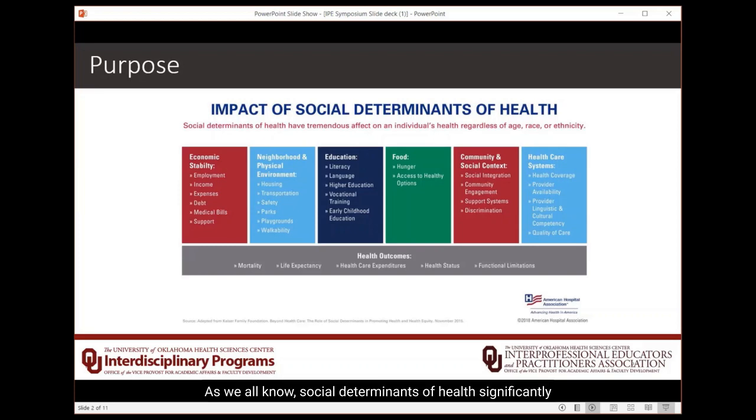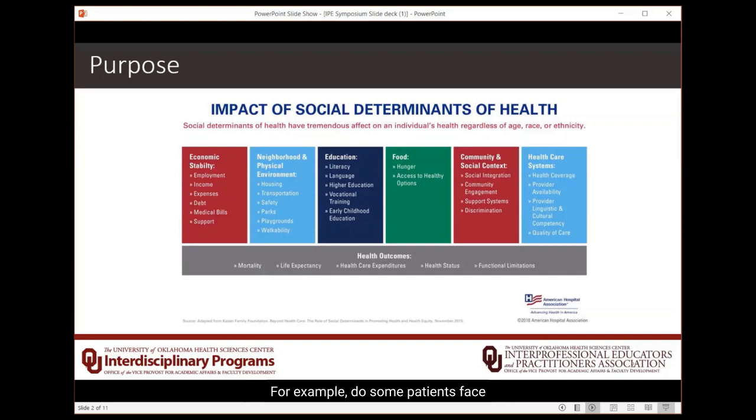As we all know, social determinants of health significantly affect the health outcomes of vulnerable patient populations, as shown in the graphic on this slide. So it became important to us to at least introduce this concept to students and increase their understanding that providing care for patients goes beyond the four walls of a clinical setting.